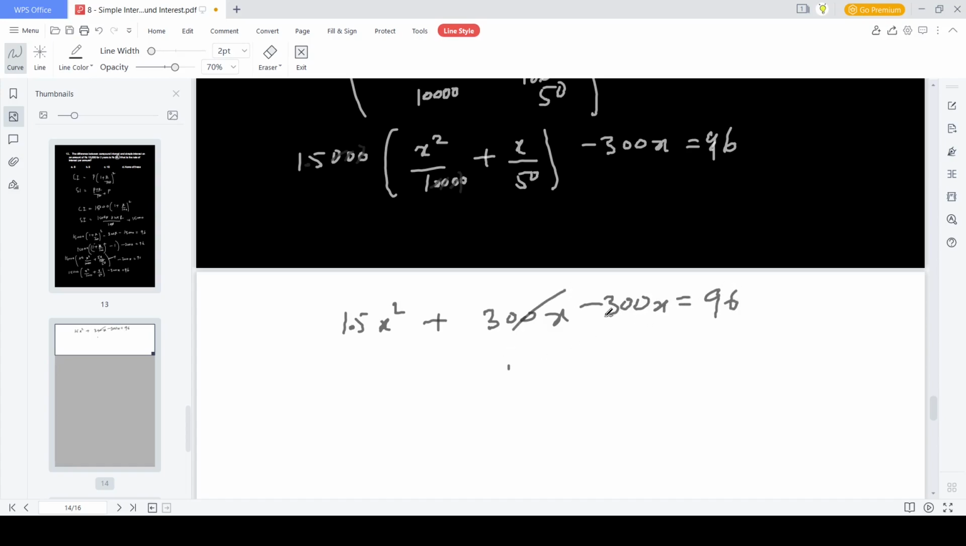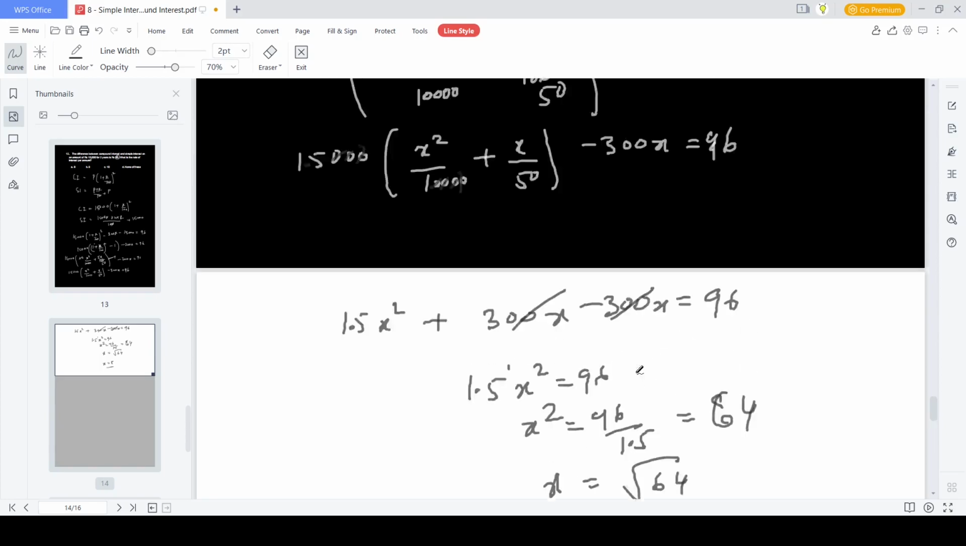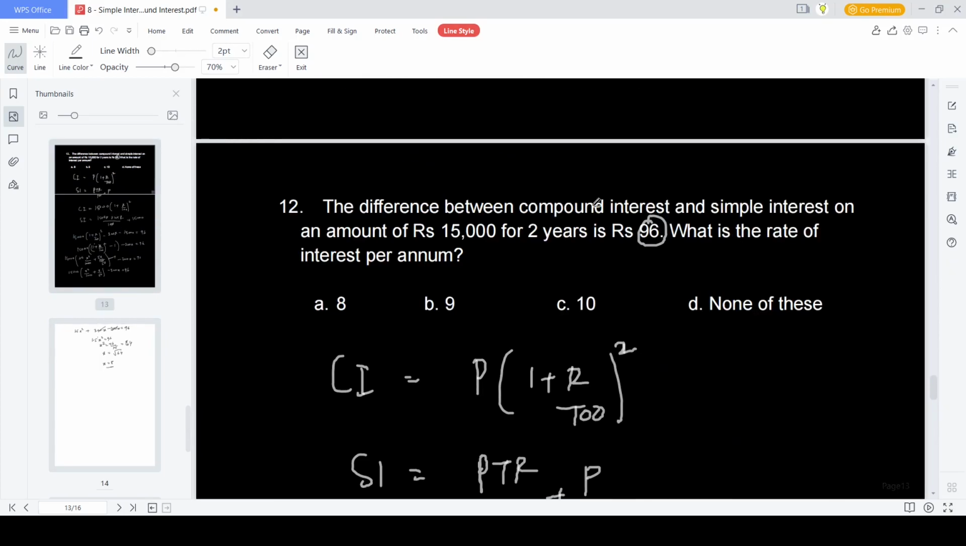So 300x and 300x cancel. I will get 1.5 into x square equal to 96. So x square equal to 96 by 1.5, which is nothing but 64. So x is equal to root 64, x is equal to 8. So the rate of interest was 8%.